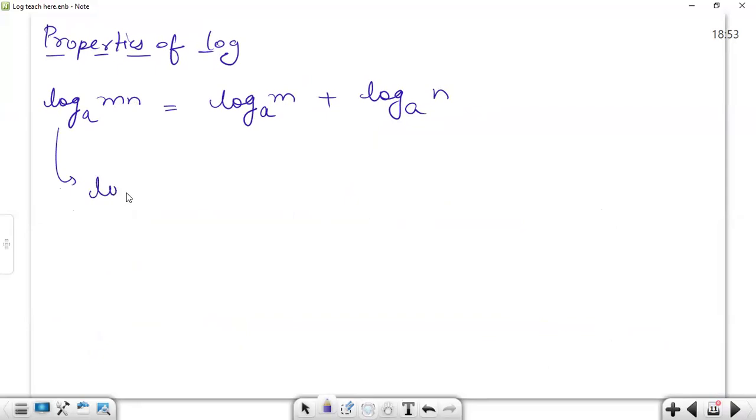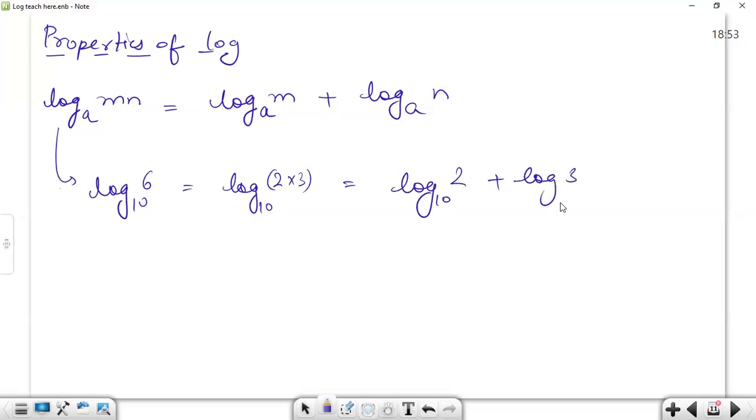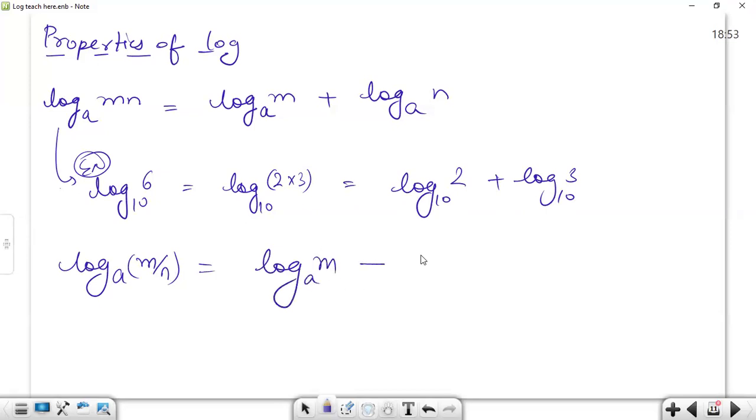So taking an example, logarithm of 6 can be rewritten as logarithm of 2 into 3 to the base 10, and then it can be further rewritten as logarithm of 2 to the base 10 plus logarithm of 3 to the base 10. This is one example of this property. Another property says logarithm of m divided by n to the base a can be rewritten as logarithm of m to the base a minus logarithm of n to the base a.